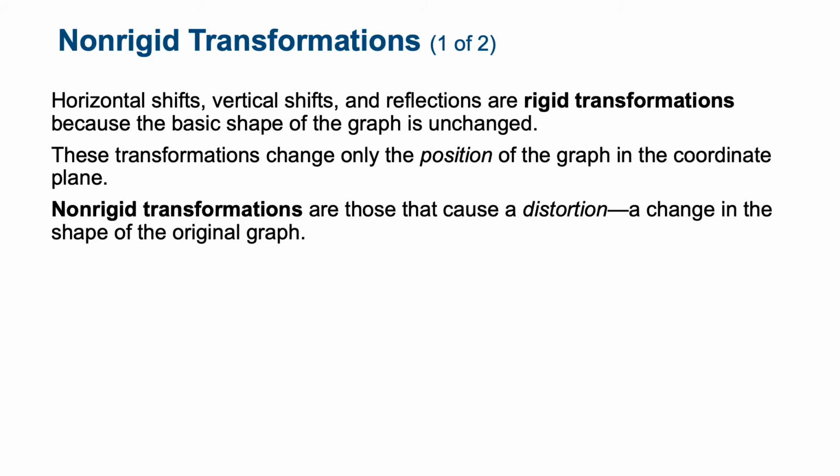Okay, so let's continue to non-rigid transformations. So first, rigid transformations are horizontal shifts, vertical shifts, and reflections. Why would they be called rigid transformations? Because the shape of the graph itself has not been changed. Okay, so the shape is the same. It's just either been moved around, shifted, or reflected. They just changed the position of the graph. Now, non-rigid transformations actually kind of distort the graph a little bit. They change the shape of the original graph.